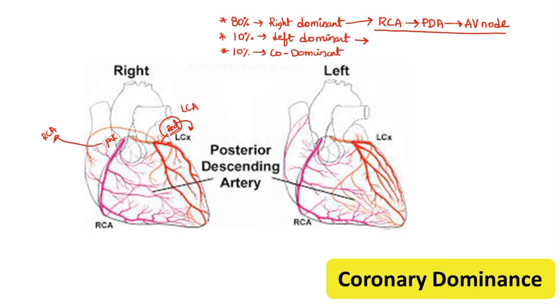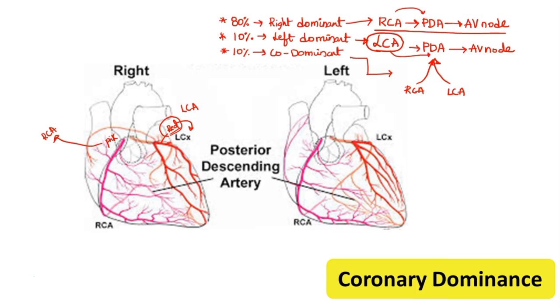When I say left dominant, that is in 10% of the cases, the PDA takes origin from the left coronary artery. So instead of the right coronary artery giving the branch, now the left coronary artery is giving a branch known as the posterior descending artery, which is actually supplying the AV node. In the other 10% of cases, that is codominance, both the right coronary artery and the left coronary artery give branches to the PDA. So they go and supply the AV node.